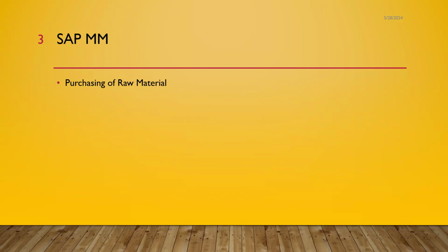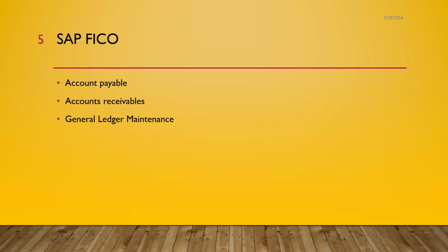We are buying it from the vendor, and the raw material enters the factory. That is SAP MM. You require absolutely no coding knowledge. No coding at all in SAP MM, SD, and FICO. Accounts payable, accounts receivable, general ledger maintenance. This is also no coding.